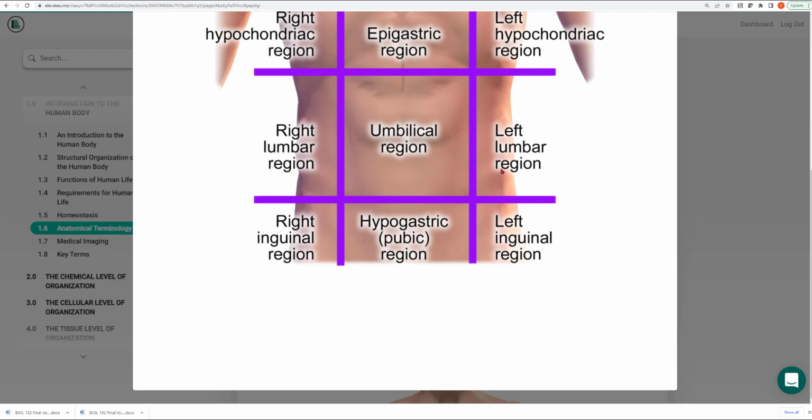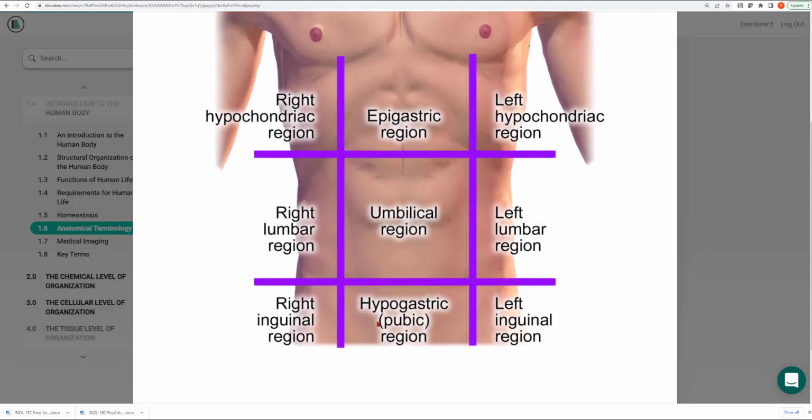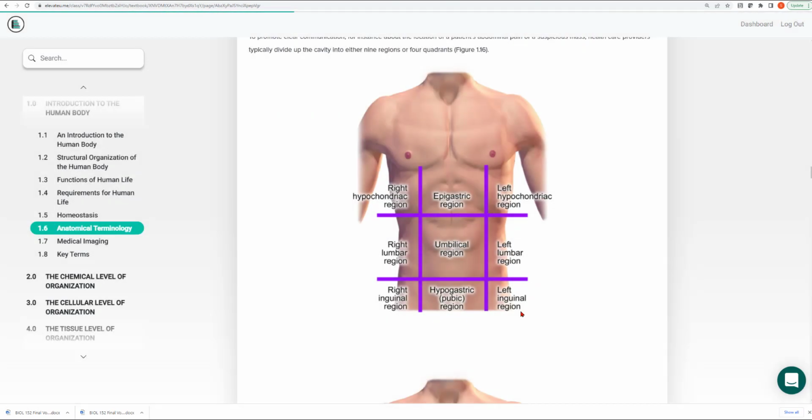below or inferior to the lumbar regions, you have the inguinal region. The inguinal regions, left and right inguinal regions. So those 9 regions of the abdominopelvic cavity, that big tic-tac-toe board, do make sure that you know those 9 regions.